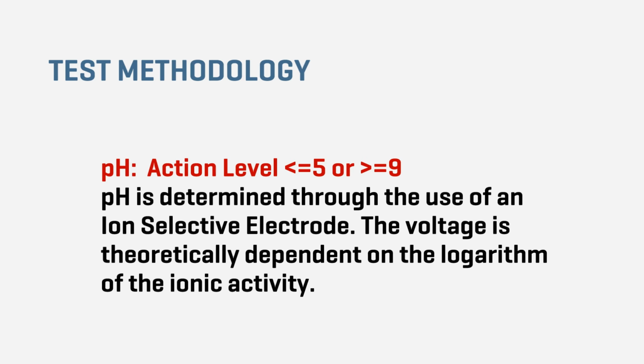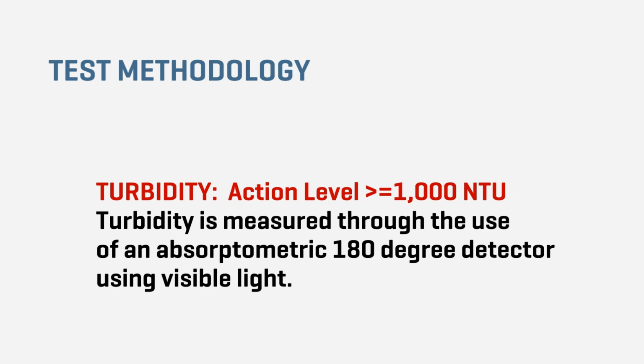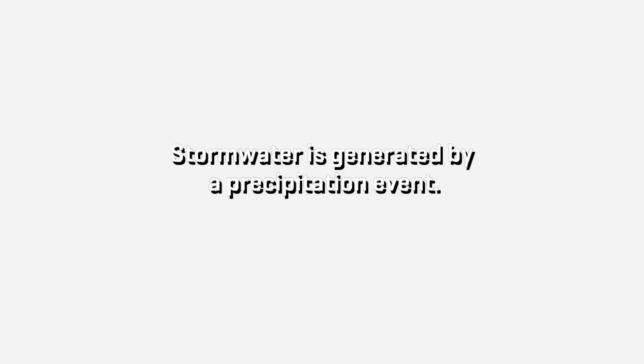pH is determined through the use of an ion-selective electrode. The voltage is theoretically dependent on the logarithm of the ionic activity. Potassium reacts with sodium tetraphenyl borate to form a colloidal white precipitate in quantities proportional to the potassium concentration. Turbidity is measured through the use of an absorptiometric 180-degree detector using visible light.